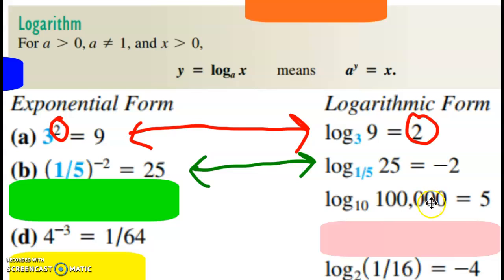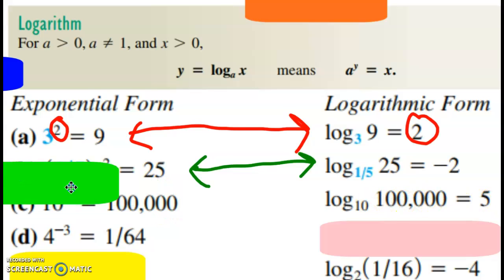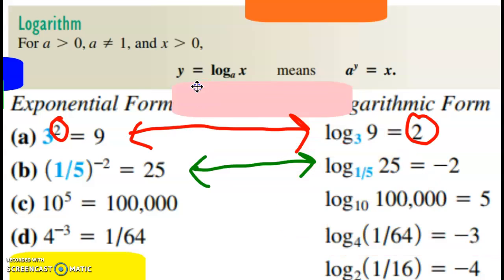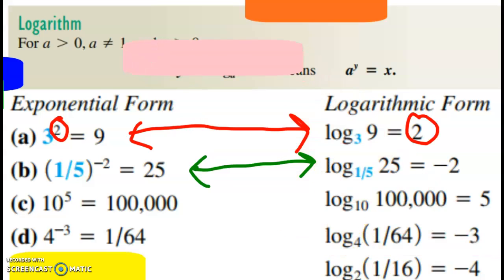Okay, log base 10 of 100,000 equals 5. Think about what that means in exponential form. This is our exponent, 5. 10 to the 5th equals 100,000. Okay, that's like saying that. If I have 4 to the negative 3 equals 1 over 64, how would I say that in log? Well, it's going to be equals negative 3 for sure, because the answer is the exponent. It's log base 4 of 1/64 equals negative 3. And this one will have 2 to the negative 4th equals 1/16. Okay, those are just different ways of saying the exact same thing.